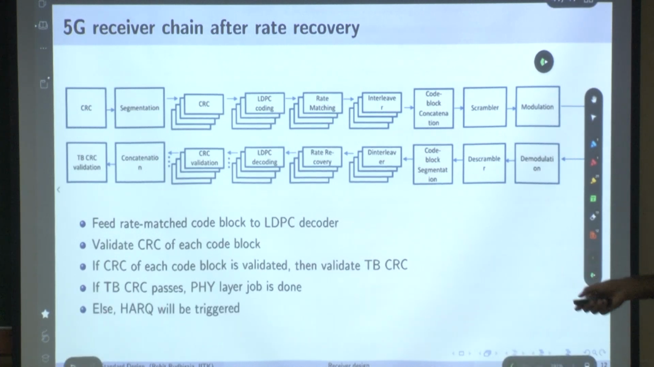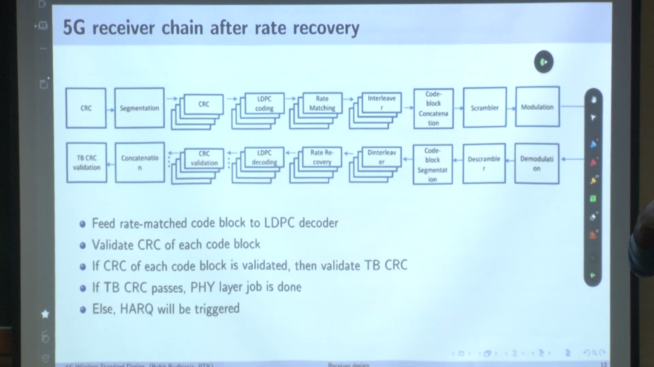Otherwise, hybrid ARQ will be triggered, and then you will go through the processing again. That processing remains the same. Signaling for hybrid ARQ is different, in the sense that ACK has to be sent, NACK has to be sent. That's a part of the control chain. I'll teach you that separately. But that's how the receiver processing will be done if everything goes fine. Then it goes to the MAC.